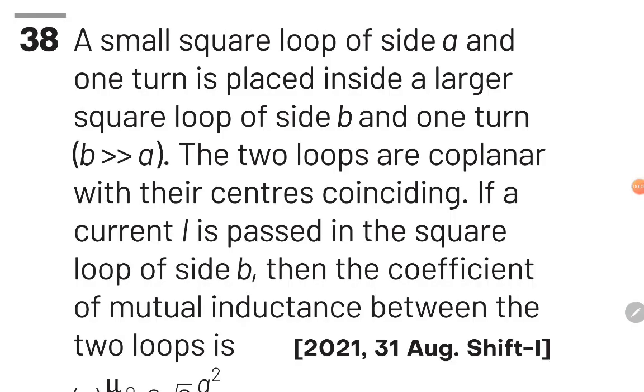Yes students, the 9th question of this chapter is: a small square loop of side small a and one turn is placed inside a larger square loop of side B and one turn. B is much greater than A. The two loops are coplanar with their centers coinciding. If a current I is passed in the square loop of side B, then the coefficient of mutual inductance between the two loops is. Guys, in this question, we will use the formula of mutual inductance.